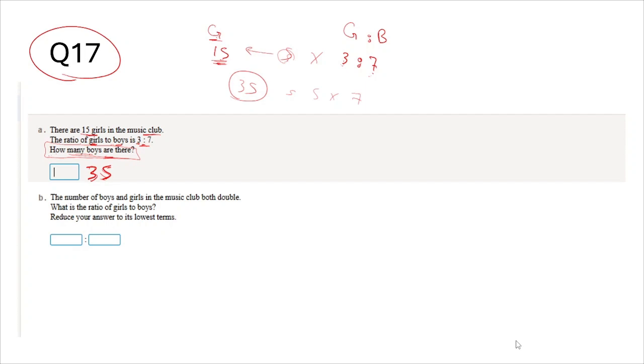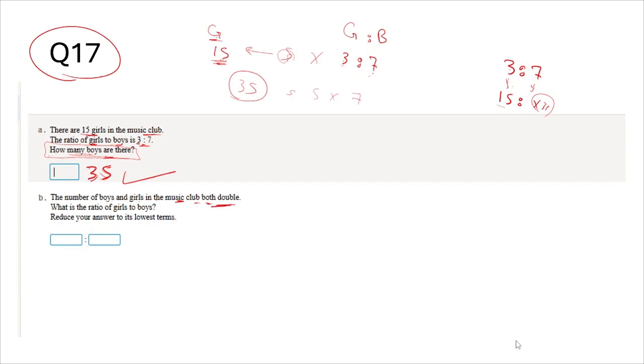Okay? Again, the ratio is 3 to 7, and they mentioned we have 15 girls. So to get 3 to 15, I multiply by 5. In the same way, I multiply 7 by 5, so I get 35. Okay? Very simple. Now, the number of boys and girls in the music club both double.